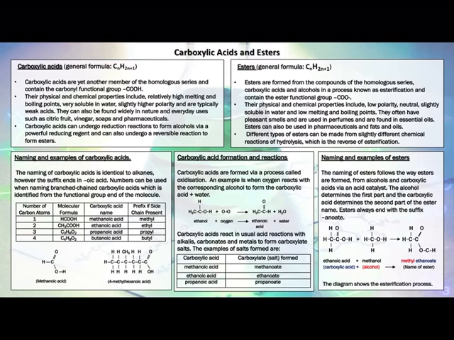Carboxylic acid formation and reactions. I have a couple of examples there, and they can actually react in the same way as usual acid reactions, and these can actually form carboxylate salts, which I have some examples of.